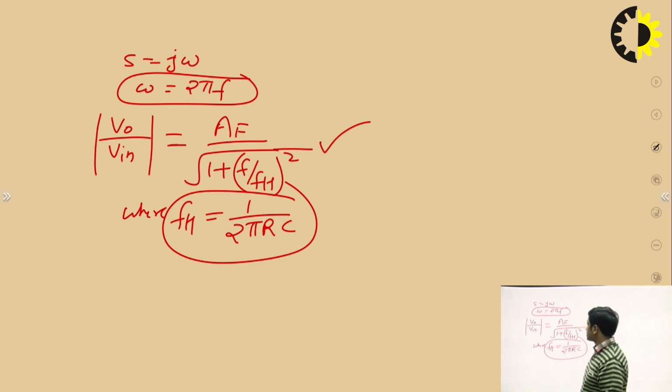V0 upon Vin, that is the transfer function, that is the voltage gain of the first order low pass filter. When you derive for the second order low pass filter, then in the equation there will be only one change. V0 upon Vin will be AF upon under root 1 plus (F by FH) to the power 4. For the third order low pass filter, it will be to the power 6. That is the only difference. So this is the transfer function and the cutoff frequency of the first order low pass filter.